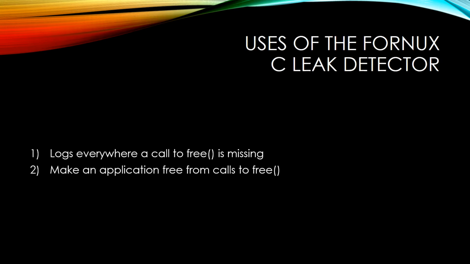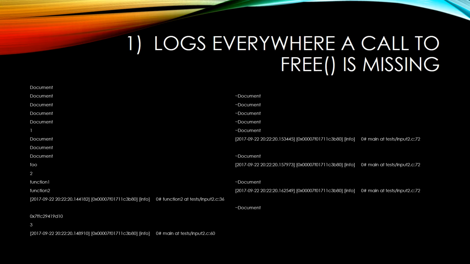The two main usages of the Fornux C Leak Detector are that you can log everywhere a call to free is missing, or you can make an application free from calls to free. Here is an example of the generated logs by an application. It actually tells you exactly where a call to free is missing. It tells you the details of the function and the file name in which such a free call is missing.